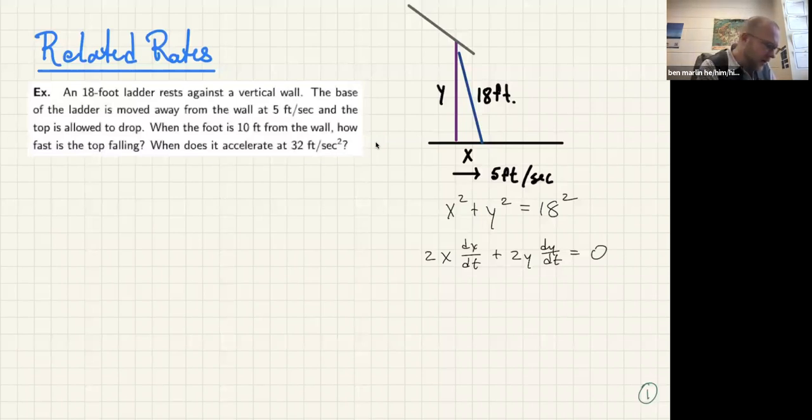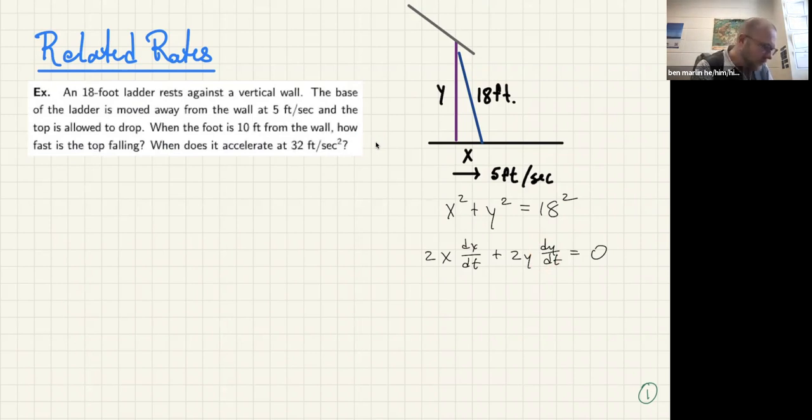And now what we're going to do on this problem, once we get it to there, we have to identify that we are looking for dy/dt. dy/dt is how fast the top of the ladder is falling.